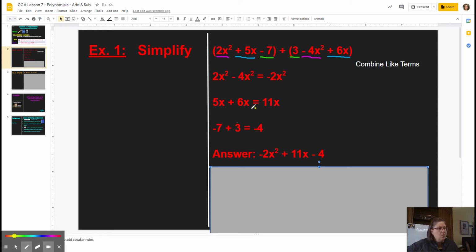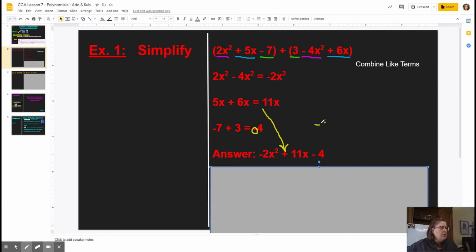Just one thing to note, again, because there is a subtraction right here, we're going to put that subtraction, and because 11x is positive, that's why we put a plus there. So if they're positive, you're going to add those terms. You're going to put plus in there. If it's a negative, you're obviously going to put that subtraction in there.